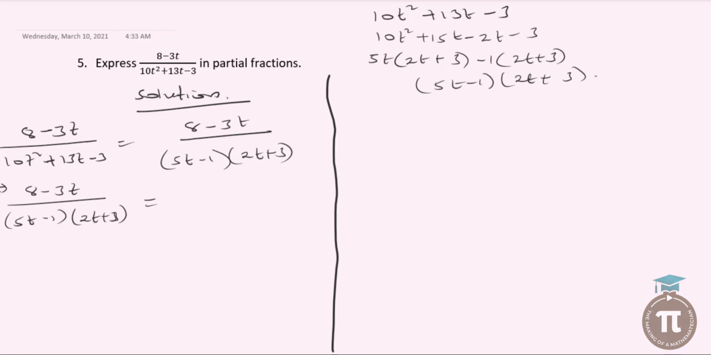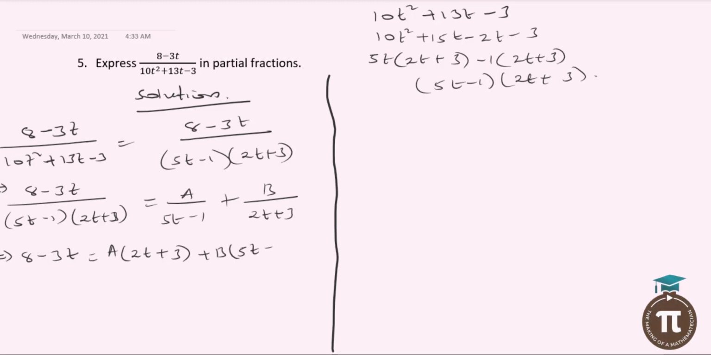After this, then we have to do it this way: A over (5t − 1) plus B over (2t + 3). Clear fraction. By the time you clear fraction, you have 8 − 3t to be equal to A multiplied by (2t + 3) plus B multiplied by (5t − 1). So in reality, by the time you clear fraction, it means that you will multiply both left hand side and right hand side by the LCM, and the LCM is (5t − 1)(2t + 3).